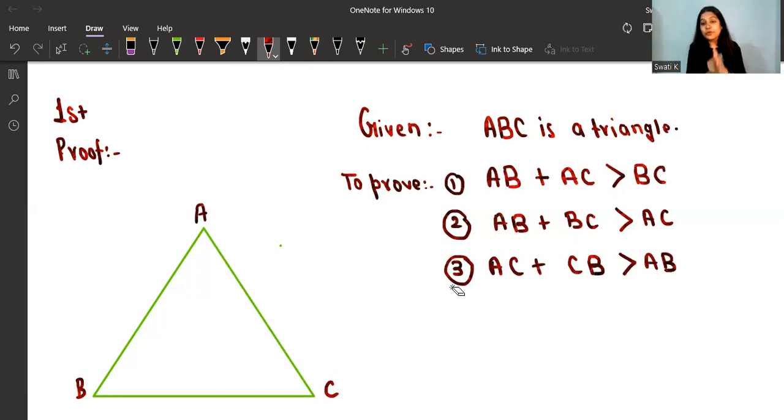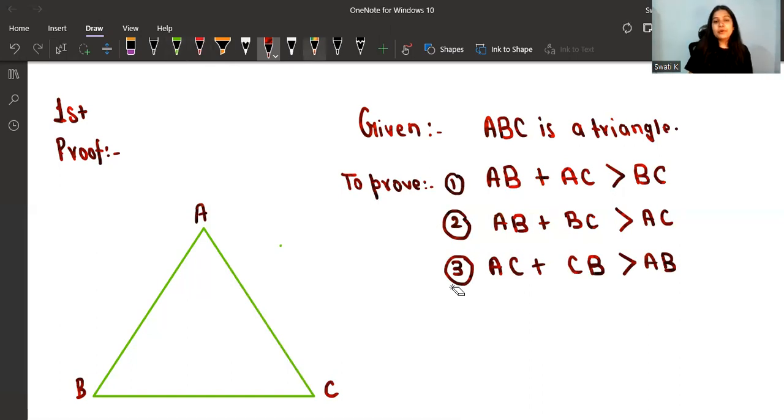Of course, you're not going to prove all the three conditions. You can just prove any one, and for the others too, you can just use a very famous word that we normally use in math. Similarly, we can prove the other two as well, and hence prove. This is what we have to do.